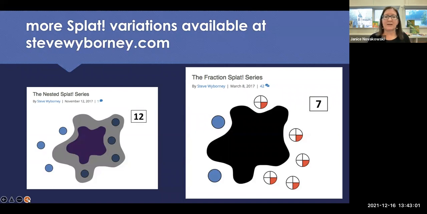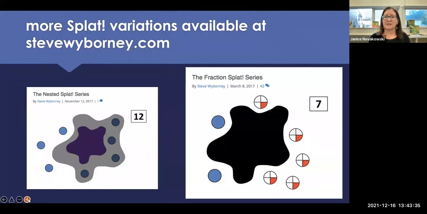There's other variations on the splat routine. There's the nested splat series. And again, you can download these all through Steve's site. So the first splat is black. And so you have that total amount, 3 on the outside, so 12. So there's 9 under the black splat. And then the black splat transitions off, and then you see a purple splat with a smaller quantity under it. So then you're figuring out the different parts that make up the whole. And again, having students write the equations for that and introduce the concept of brackets for that total amount under the splat is a way to introduce that symbolic connection to this routine.